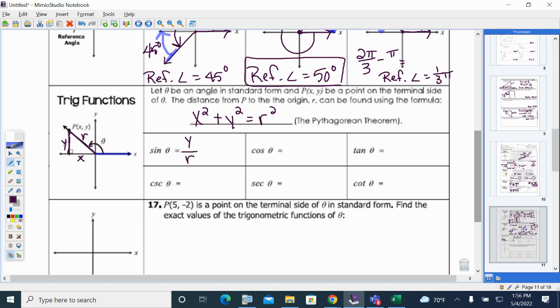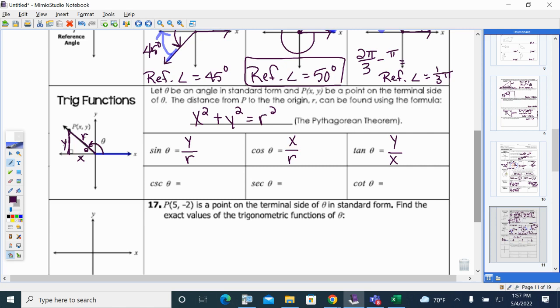So theta that we're referring to is this. And it's the same thing as the y over r. So opposite over hypotenuse. Cosine is going to be x over r. And tangent is opposite over adjacent, so y over x. In this triangle that's created, we're saying that the theta that we're looking at in the triangle is there. So that's where you get your opposite over hypotenuse, adjacent over hypotenuse, and opposite over adjacent.